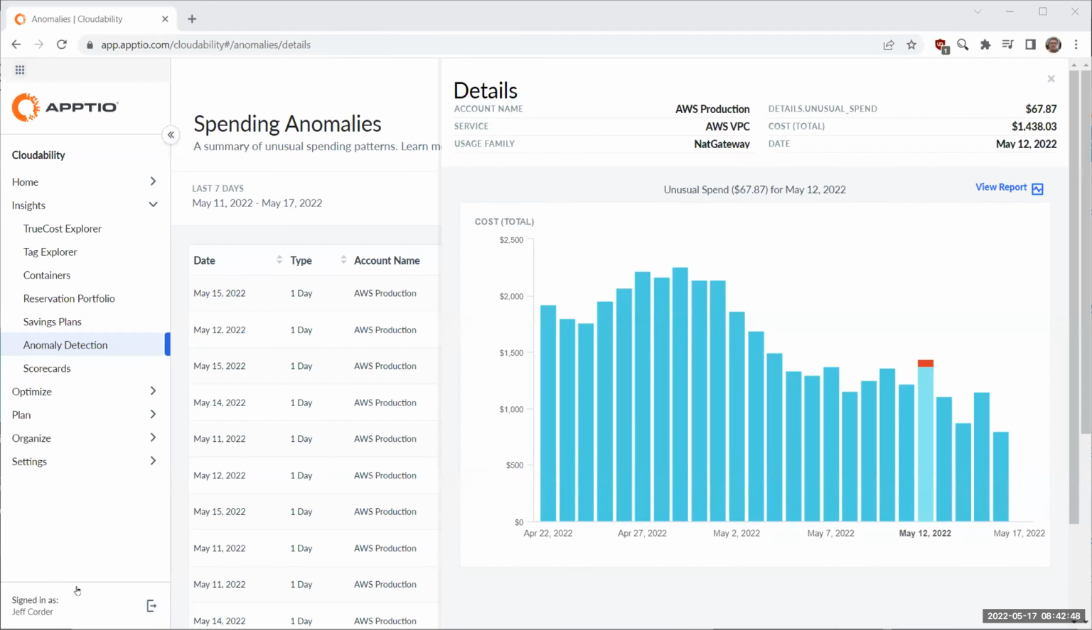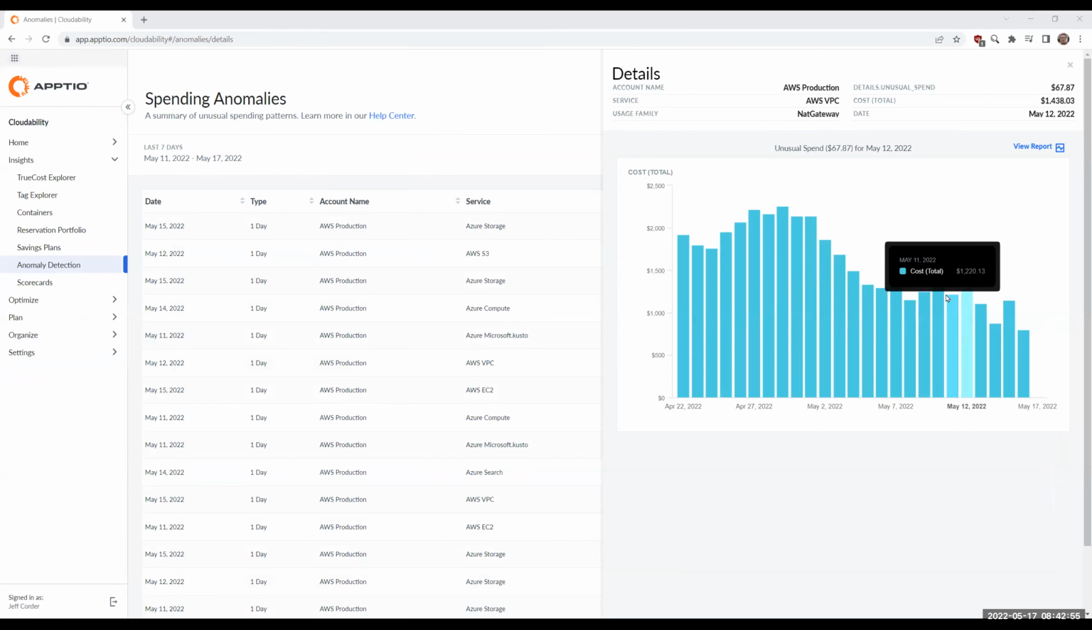Oh, here's that same anomaly in Cloudability that we were just looking at. And again, my best explanation is that we're just taking these 7 days into account for the mean, and that's what's determining the standard deviations. So definitely it looks a little strange, but there we have it.